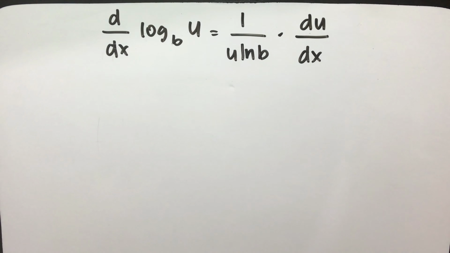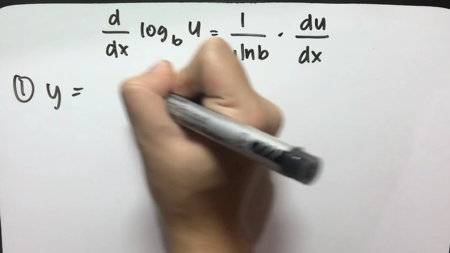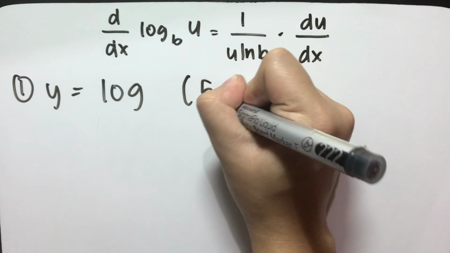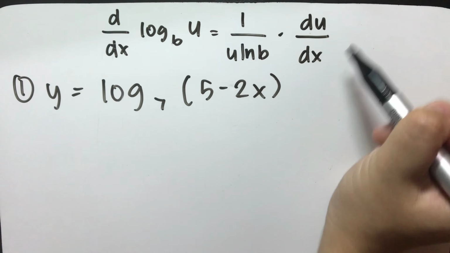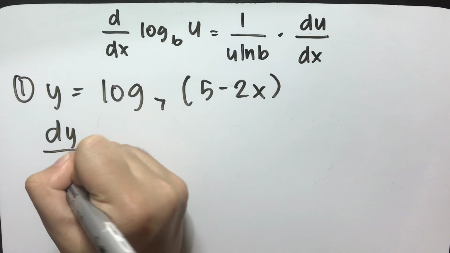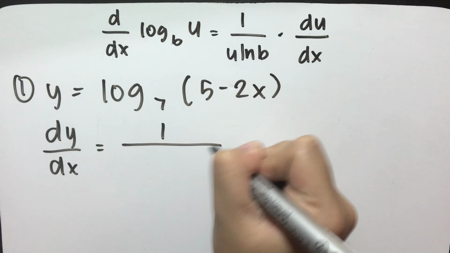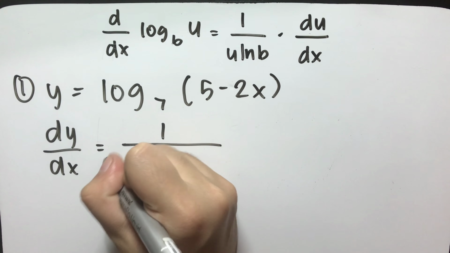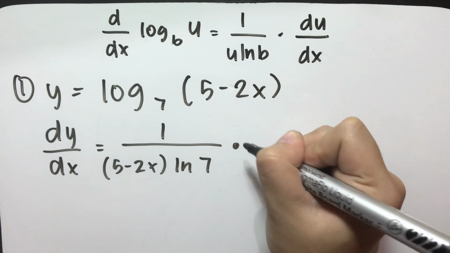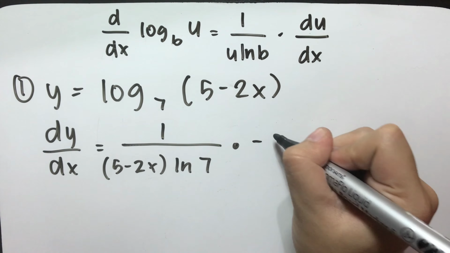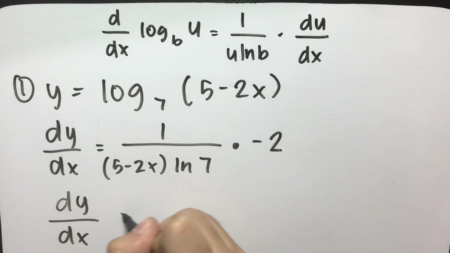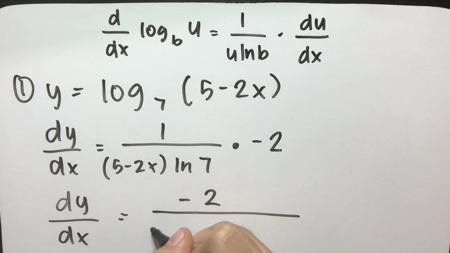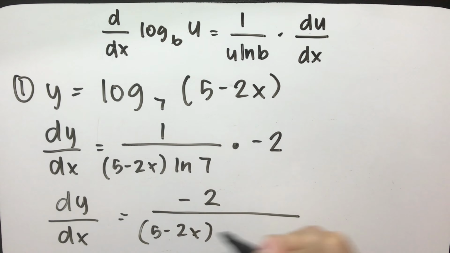And another example is y is equal to logarithm of 5 minus 2x with base 7. We apply the formula above to get the derivative, which is dy over dx is equal to 1 over the quantity 5 minus 2x times ln of 7 times the derivative of this, which is negative 2. And by simplifying it, our final answer will be dy over dx is equal to negative 2 all over the quantity 5 minus 2x times ln of 7.